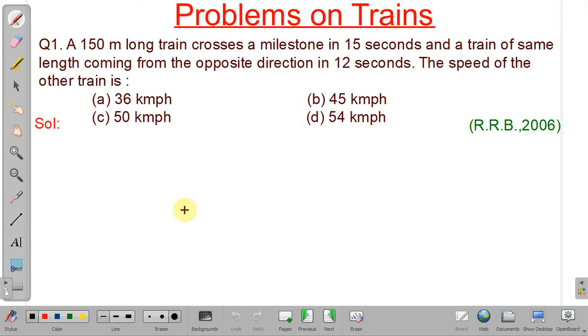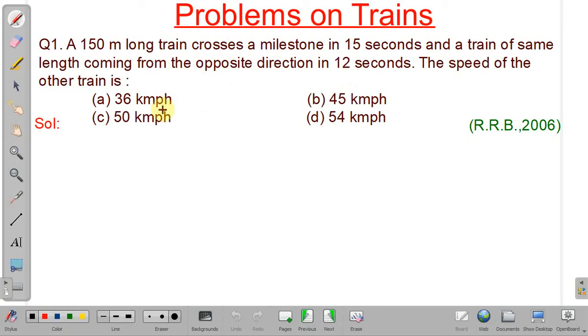See, in this question, what is given? A 150-meter long train crosses a milestone in 15 seconds. And a train of the same length, that is 150 meter, which is coming from the opposite direction, so both trains cross each other in 12 seconds. So we have to find the speed of the second train. Okay, how can we solve this?